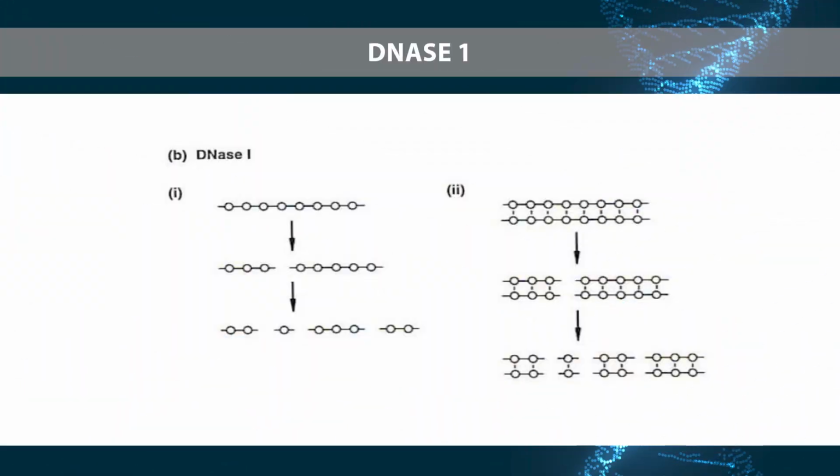Then here is an example of DNase 1. It again acts on both the single stranded and the double stranded DNA, but the major difference is it can act on both the strands at the same time, not like that of S1 nuclease, where it is cleaving the nucleotide from one strand and further it is cleaving the nucleotide from the second strand. Here it is cleaving the nucleotides from both the strands simultaneously.